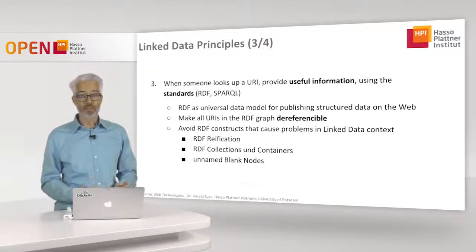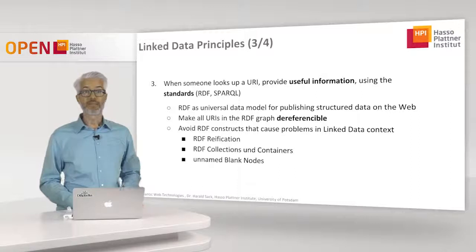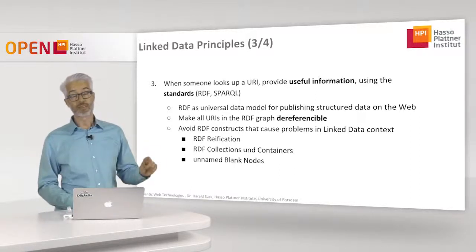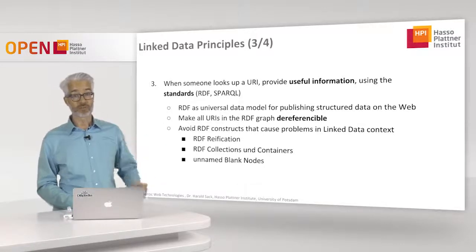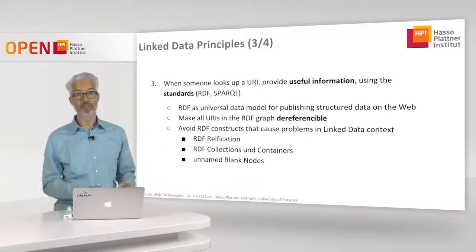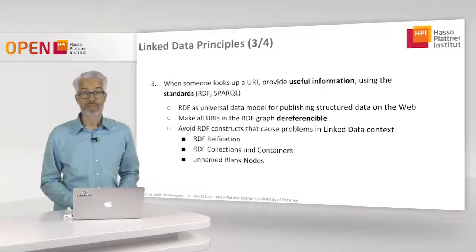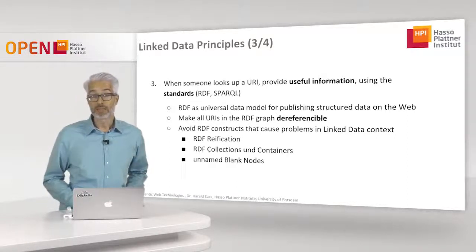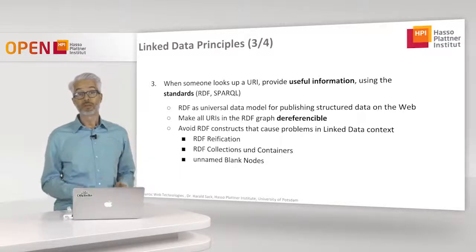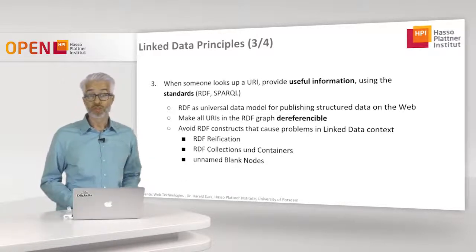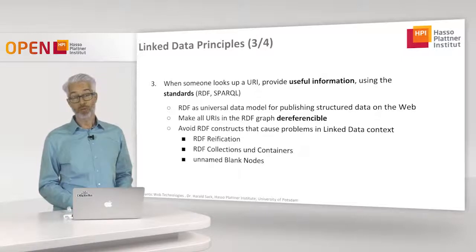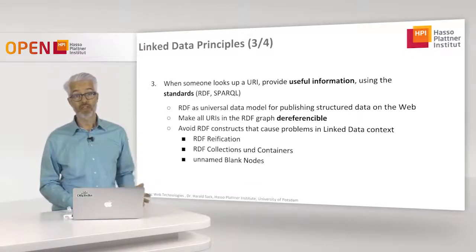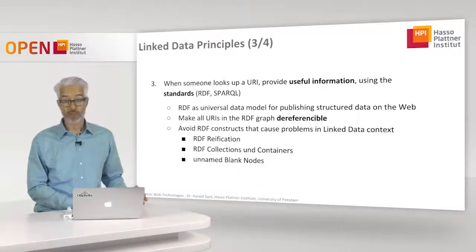So the point is, all of these URIs in the RDF graph should be made dereferenceable. They should be accessed, and if you access the URI, then of course information about this URI should somehow be accessible. One best practice principle there is that some of the already known RDF constructs should be avoided because they cause problems in terms of complexity.